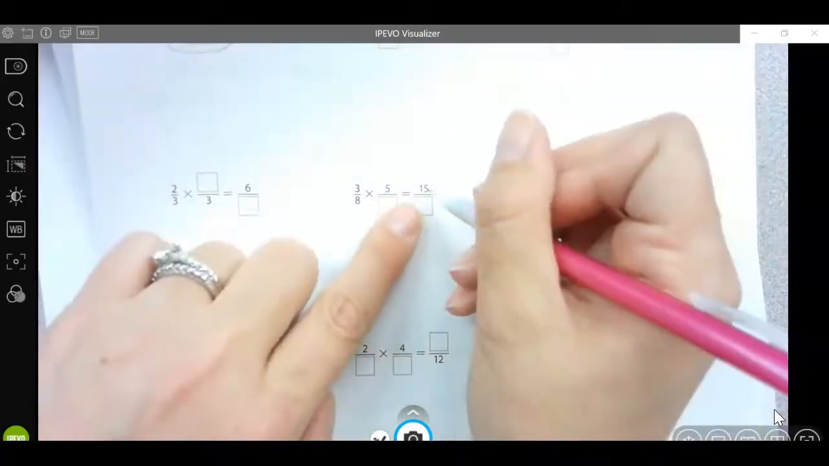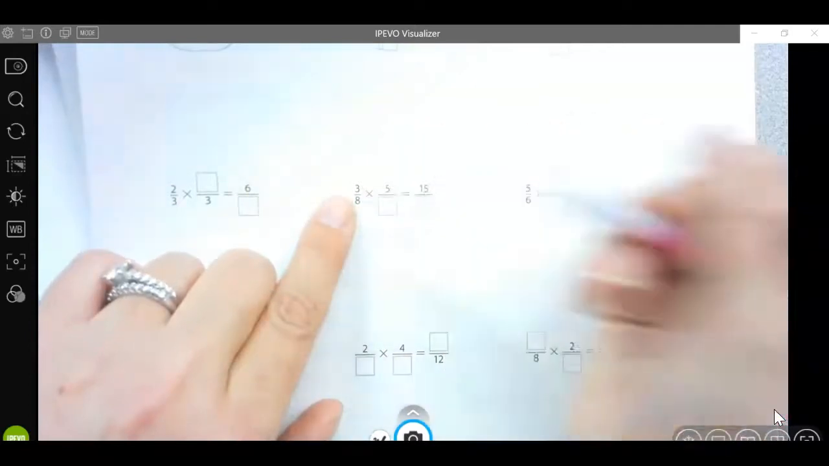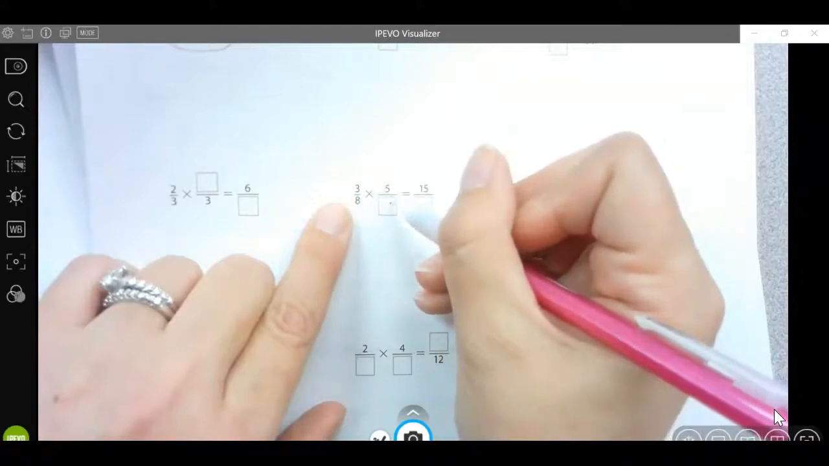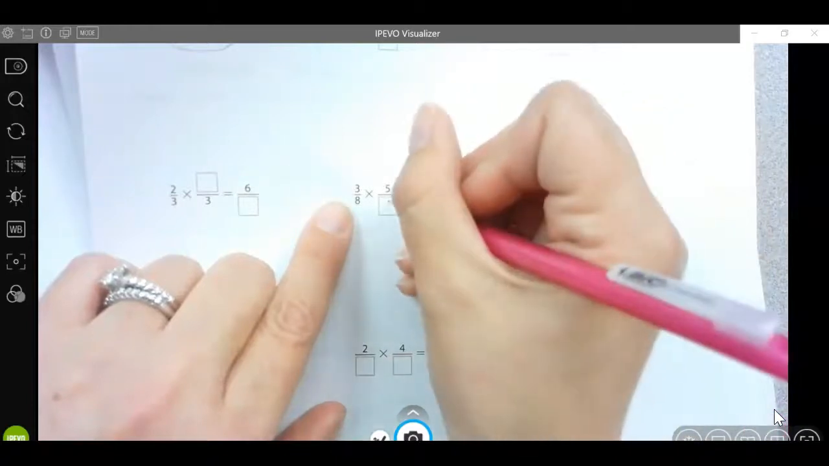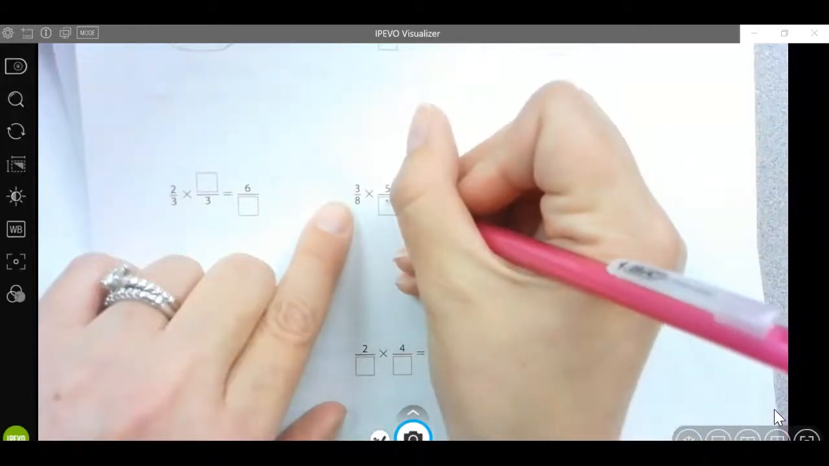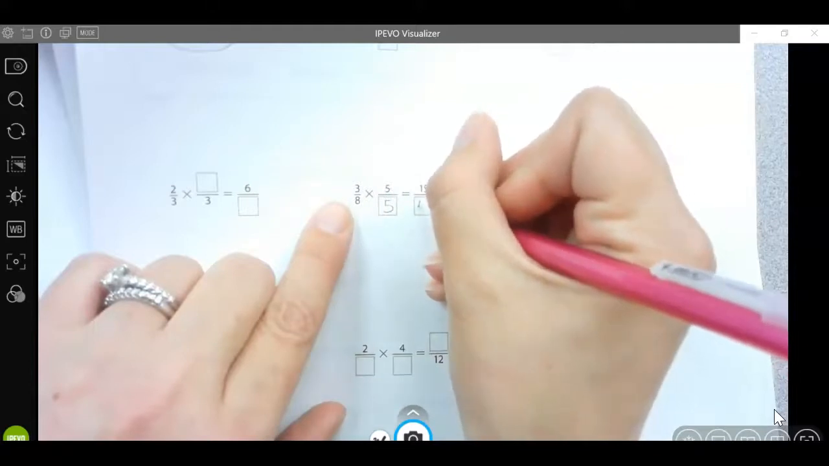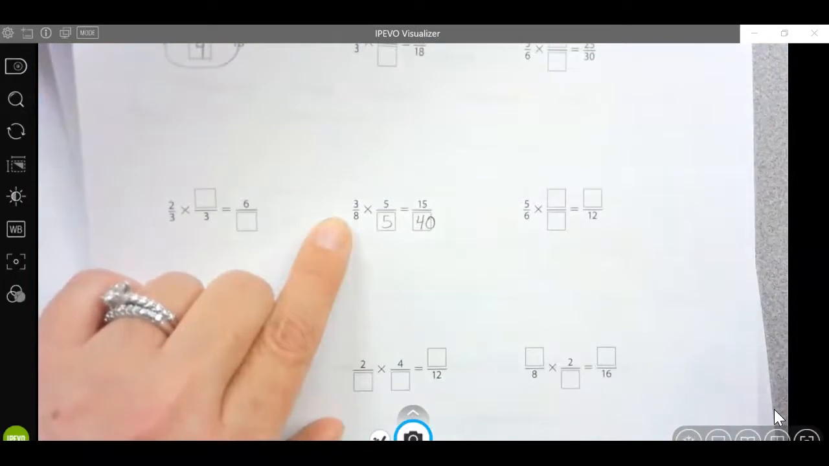So this one we're missing boxes, but it's basically 3 times 5 is 15. So 8 times, well, what goes here? 8 times 5, because we're multiplying by 5, gets us, what's 8 times 5? 40. Okay? So whatever you do to the top, you've got to do to the bottom.